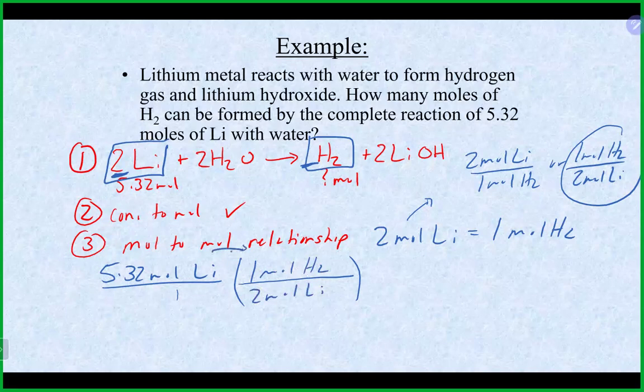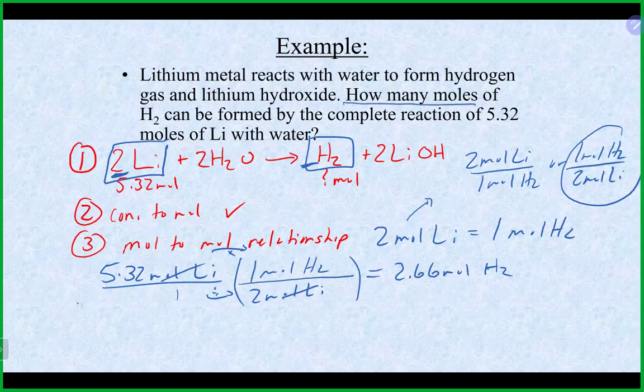Once again, like normal dimensional analysis, we're multiplying and dividing. The moles are going to cancel. And that's going to basically get us 5.32 divided by 2, and that's going to get us 2.66 moles of H2. In this particular problem, that is actually what we're looking for, which is how many moles.